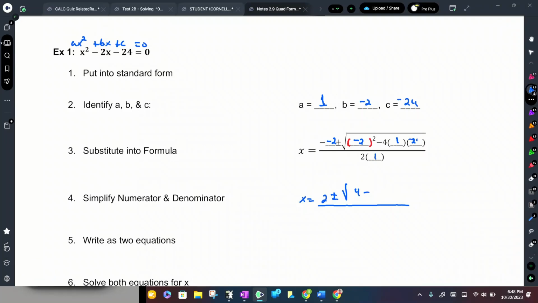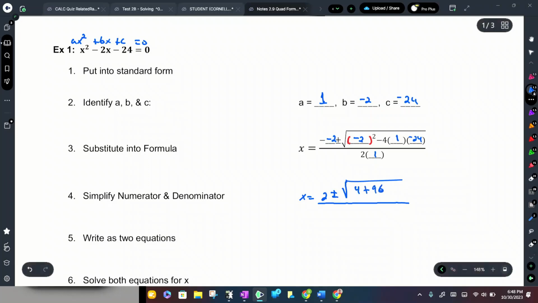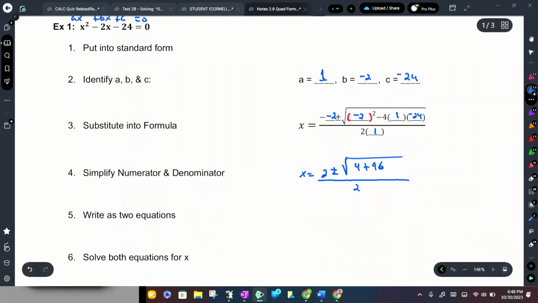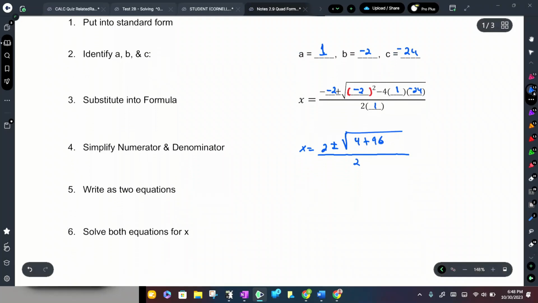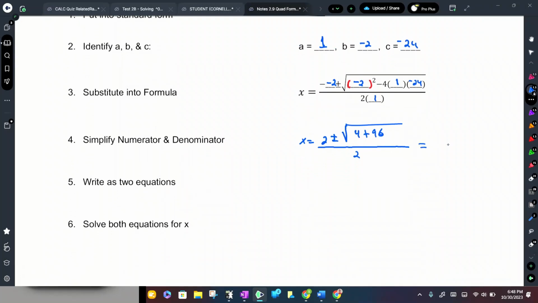That's what we get, negative 24. So we end up with positive 96. Sorry about that. And this is all over 2. We can go one step further, and we know that 4 plus 96 is 100. So this is 2 plus or minus the square root of 100 over 2.